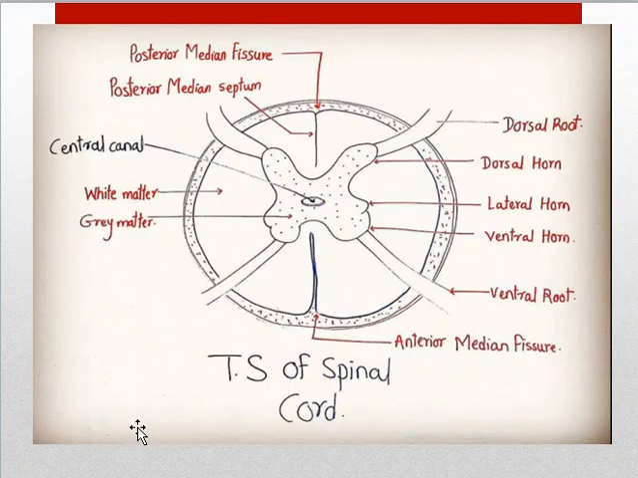When we look at the TS of the spinal cord, it shows the central canal in the center, and white matter and grey matter. There is the anterior median fissure, and there is the ventral root and ventral horn, lateral horn and dorsal root. Above it there is the posterior median fissure and posterior median septum.